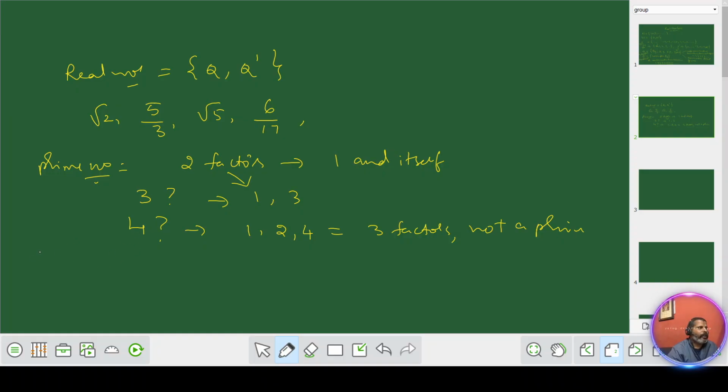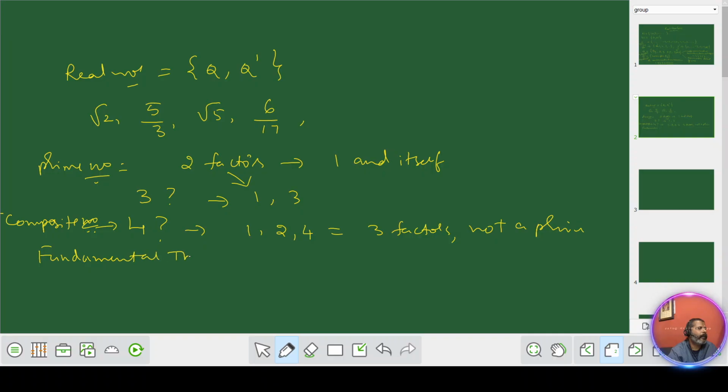Move on to the next topic. What do you mean by composite number? Then what is 4 called? It is called a composite number. Composite number means it's a number having more than 2 factors, maybe 3, 4, anything. That's called a composite number.